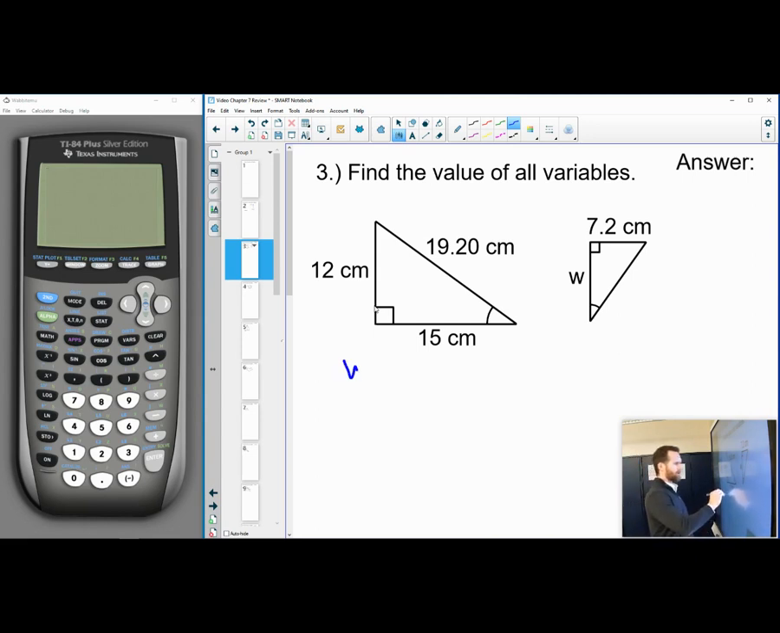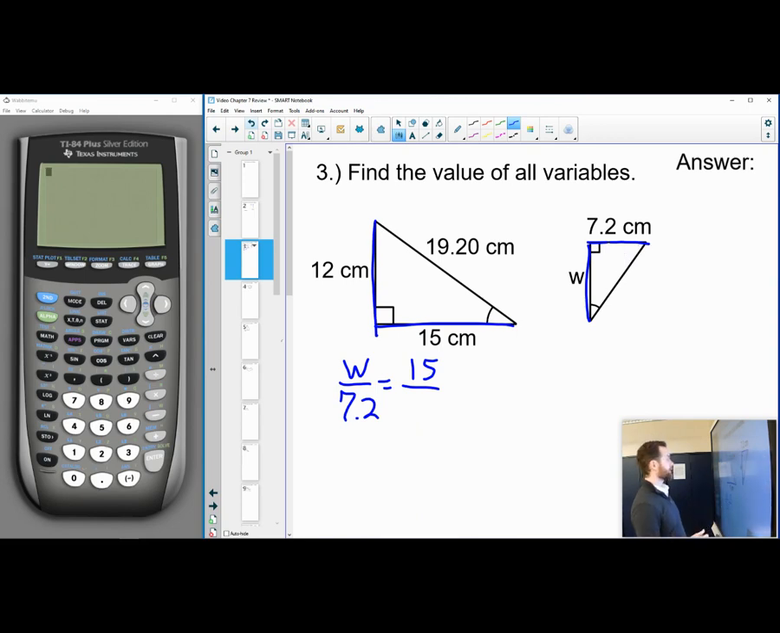I like to start with my variable. I'm going to start with W. Let's go W to 7.2, sort of staying in the same triangle. Now we're locked into that pattern. So W to 7.2. In the other triangle, W is between this angle and the right angle. So what matches up with that? That's 15. And what matches up with 7.2? 7.2 touches the blank angle and the 90 degrees, so that would be 12.